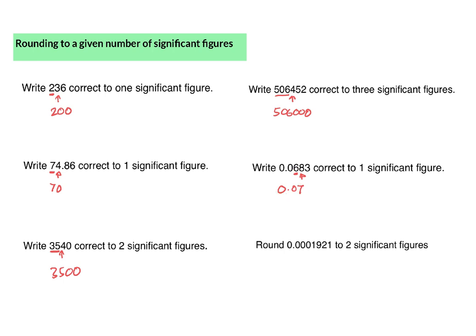And then the final one, to 2 significant figures. My first significant figure is the 1. The second one is the 9. The 2 tells me I round down. So I have 0.00019.